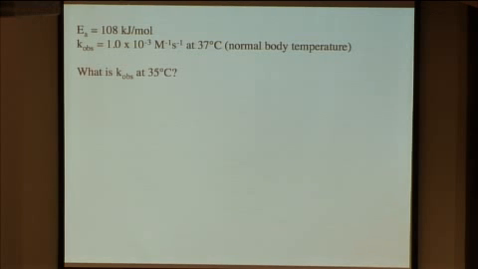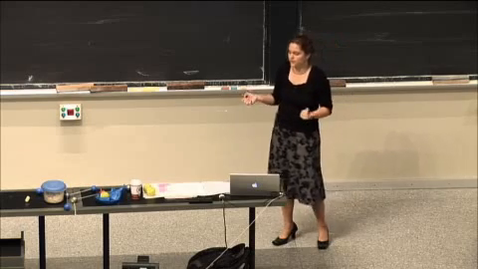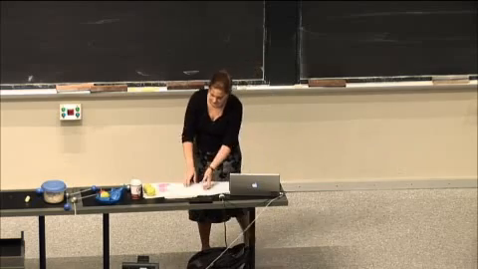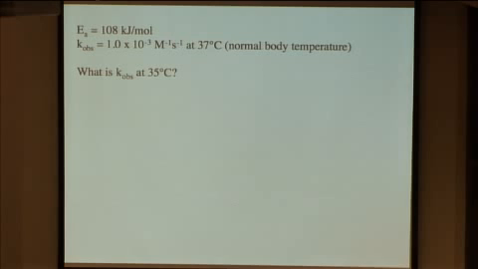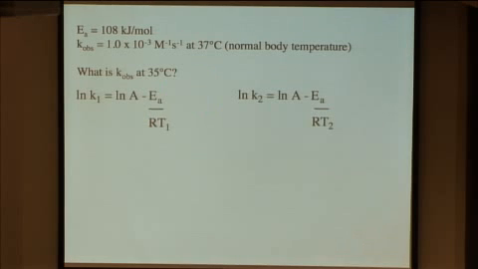But what happens if your body temperature is lowered? What happens if it was at 35 degrees? And to be able to answer that question, you need to know what the activation energy is for this process. And here it's 108 kilojoules per mole. So we want to ask the question, what is the new rate constant at 35 degrees? So we can take our Arrhenius equations, and we can put a 1 by the rate constant for temperature 1 and a 2 for the rate constant at temperature 2.